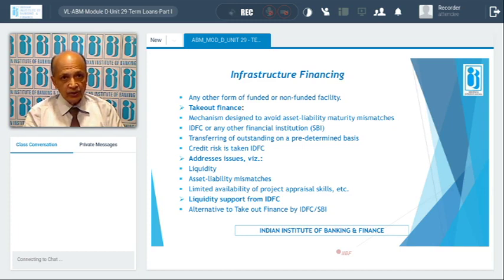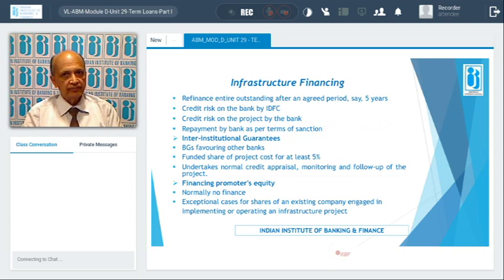Then there is credit support from IDFC. In addition to the takeout finance, please bear in mind that the entire credit risk is taken care of by IDFC or SBI. But in addition to that credit support, there is liquidity support from IDBI. This is sort of an alternative to takeout finance. We can say that it's a refinance arrangement, refinancing the entire outstanding after an agreed period, whether 5 years or 7 years.